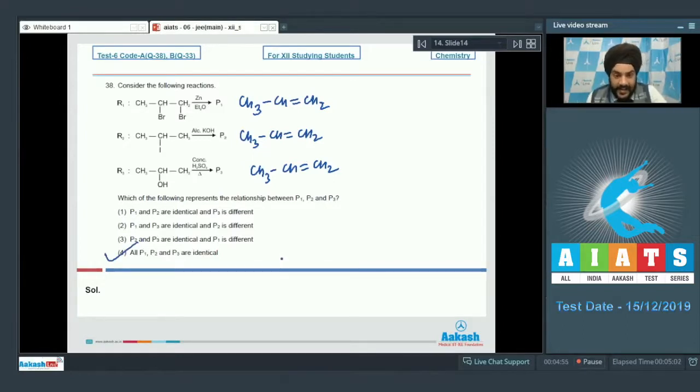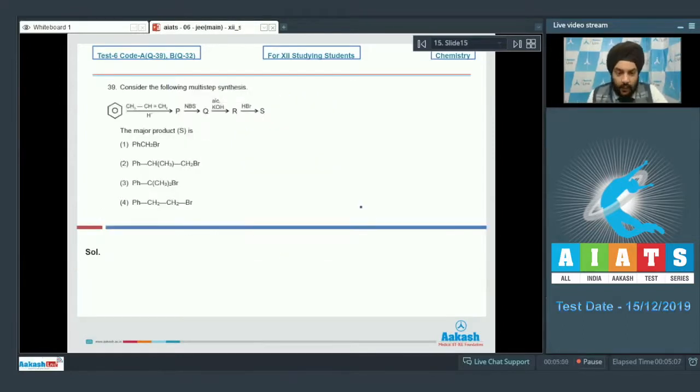Okay, let us look at the next question now. Question number 39. Consider the following multi-step synthesis. Okay, so we're starting with benzene. It is allowed to react with propene in presence of H+. So this is going to lead to alkylation, students. So we are going to have the formation of this compound. There will be a secondary carbocation formed and that will attach to the benzene ring.